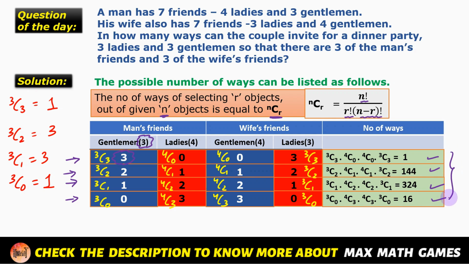So adding all of these quantities, we get that the total number of ways in which the party can be hosted is given by 485, and that is the answer to this question.